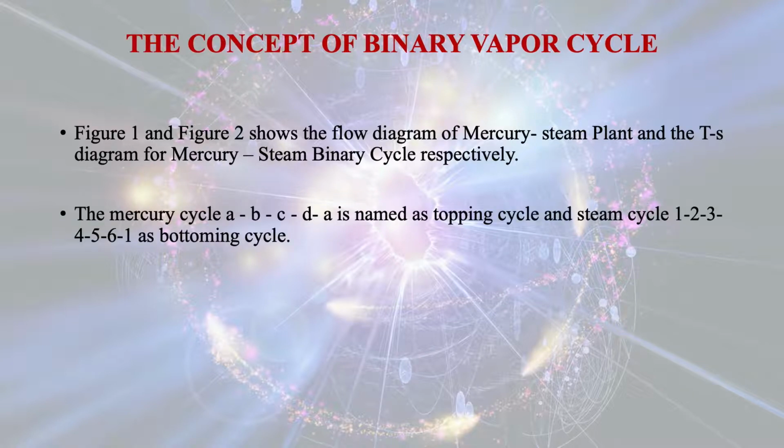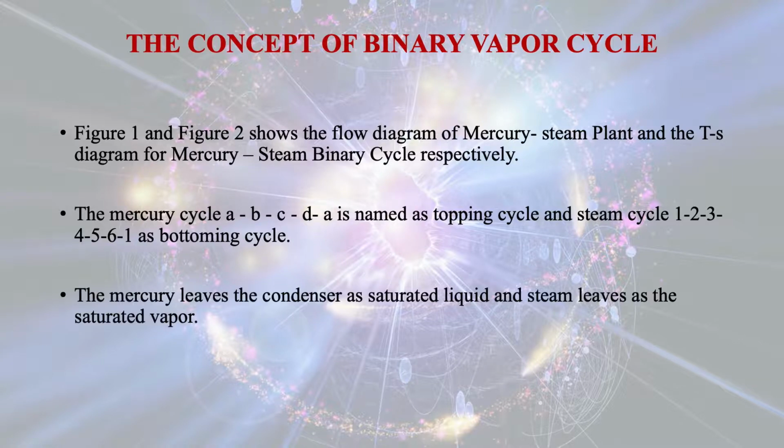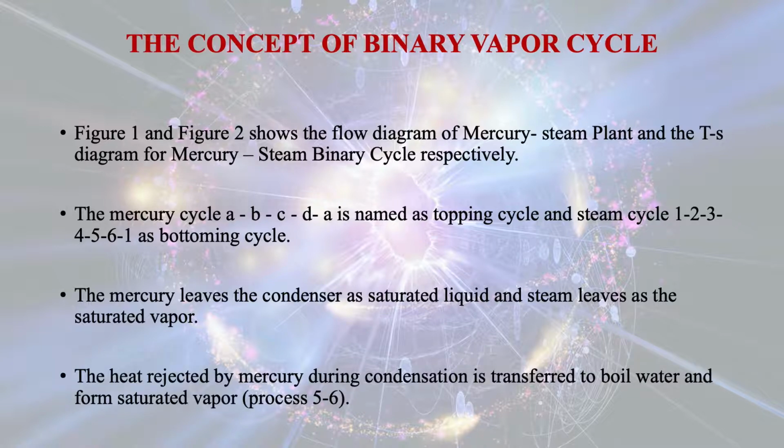The mercury cycle, that is A, B, C, D, A, is named as topping cycle, and steam cycle, state 1, then state 2, then state 3, 4, 5, 6, 1 as the bottoming cycle. The mercury leaves the condenser as saturated liquid and steam leaves as the saturated vapor. The heat rejected by mercury during condensation is transferred to boil water and form saturated vapor, process 5 to 6.